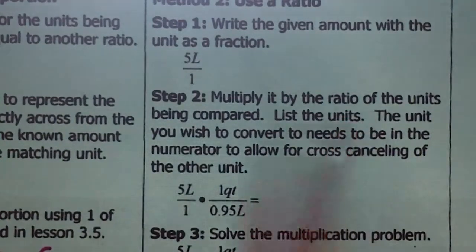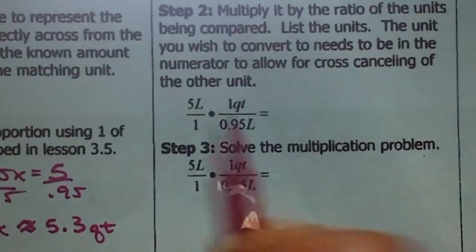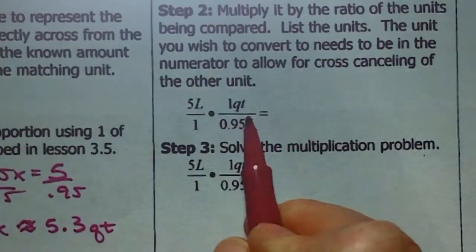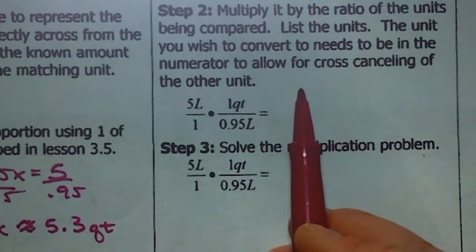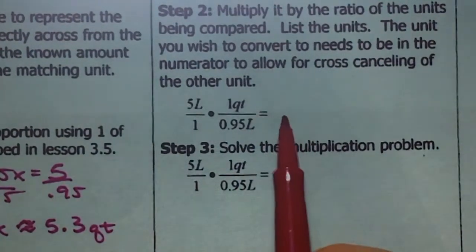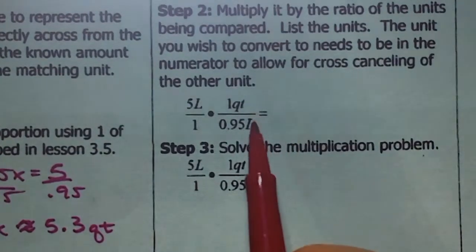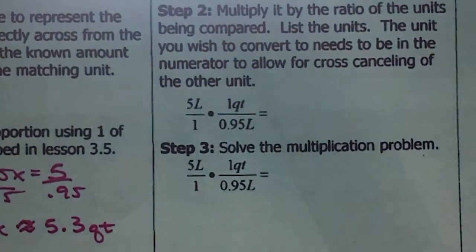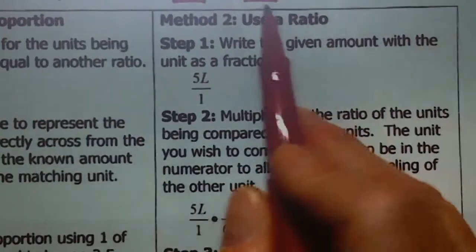We multiply it by the ratio of the units being compared, and list the units. Here's my 5 liters over 1, and I'm supposed to multiply that by the ratio of the units being compared. The unit that we want to convert to needs to be in the numerator so that we can cancel out the other unit. I'm trying to figure out how many quarts, right?